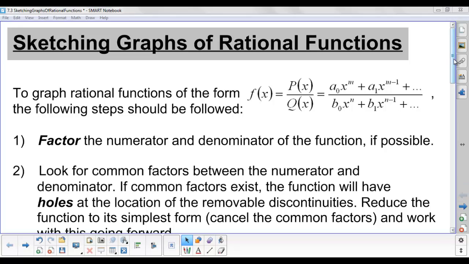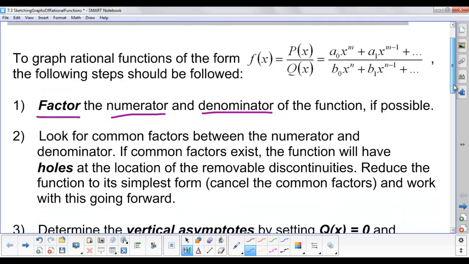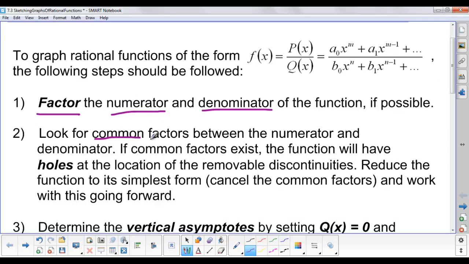The first thing is that we always have to make sure that we are factoring both the numerator and the denominator. Once you've factored, double check to see if there are any common factors between the numerator and denominator, because if there are, you're going to cross those out, and at those places we're going to have holes in our function. So we'll cancel the common factors and then work with the function that's left over.